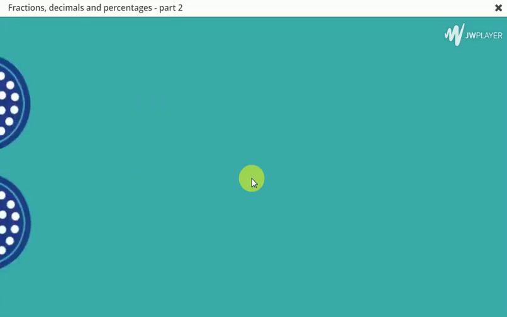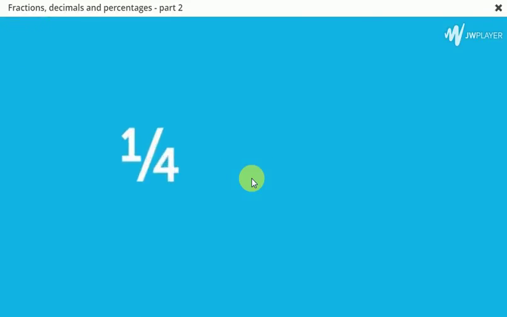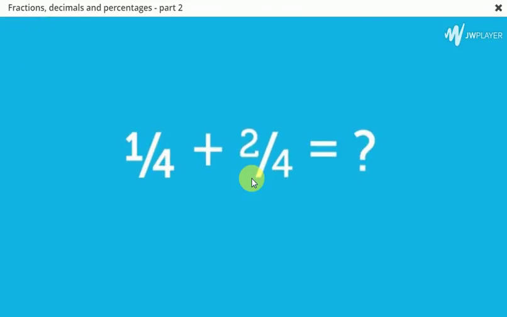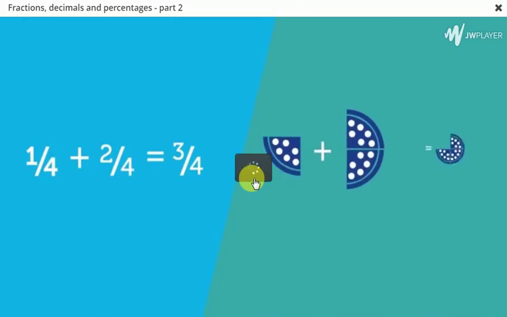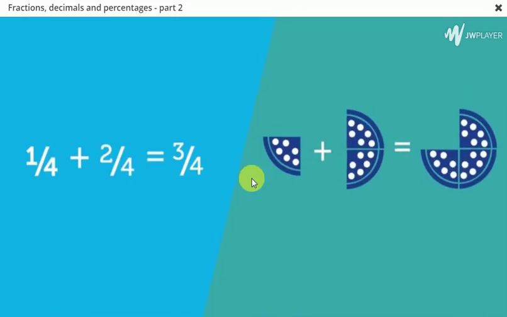Look at this sum. 1/4 plus 2/4 equals. In this sum, as we have a common denominator, all we have to do is add the numerators together to get the correct answer. 1/4 plus 2/4 equals 3/4. We have a quarter slice of pizza plus 2/4 slices of a pizza, 3/4 in total. You can add the quarters together because they're the same size, and you know how many you've got.